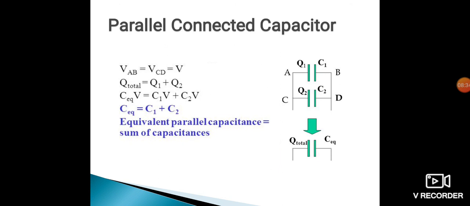Instead of Q1, we can write C1 into V1, or C1 into V, because voltage is common as it is a parallel connection. For Q2, we can write C2 into V, and as it is a parallel connection, voltage is constant. So, we will take voltage common from the left hand side and right hand side. The voltage from both sides will get cancelled out and we will get the formula C equivalent is equal to C1 plus C2. So, the equivalent parallel capacitance is equal to the sum of the capacitances.